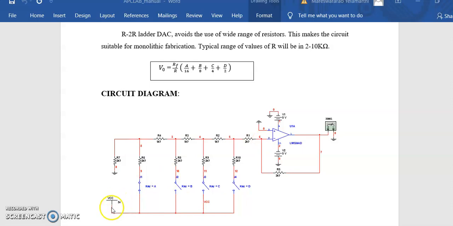Here this one is plus 5 volts, which indicates logic 1. Here we are going to use the SPDT switch. If this SPDT switch is connected to plus 5 volts, then this is considered as logic 1. If it is open, meaning it is connected to the ground, that is 0. Let me explain this circuit in depth.